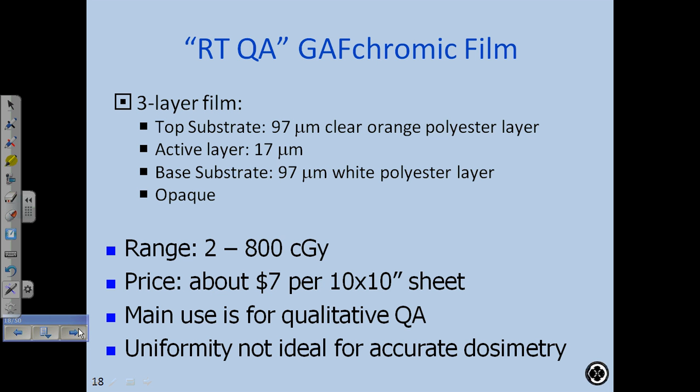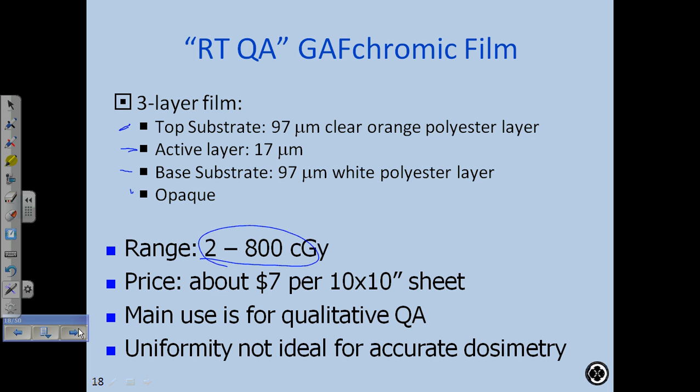It's a 3-layer film. There's a substrate that's 97 microns, which is a clear orange polyester layer. Then the active layer is 17 microns, and then there's a base, 97 microns, and it's opaque, like I just said. And the range for RTQA is 2 to 800 centigray. This is similar to the EDR film. The EDR went up to 800. The price is pretty cheap, $7 per 10 by 10 sheet. It's probably cheaper now. This is an old price.